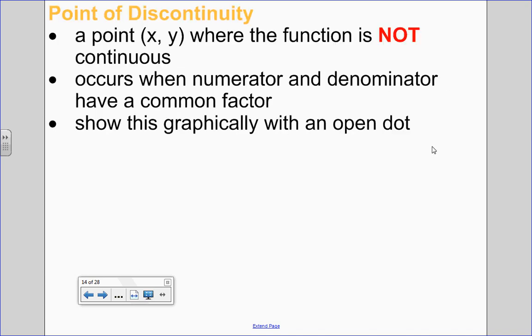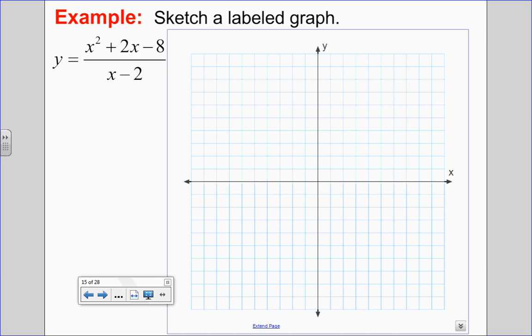So a point of discontinuity is any point (x, y) where the function is not continuous. And that happens anytime there's a common factor to the numerator and the denominator. We can show this graphically with an open dot. So we have to be aware that that's there, because the calculator, unless you zoom in on it, won't show you that. So let's try an example here.